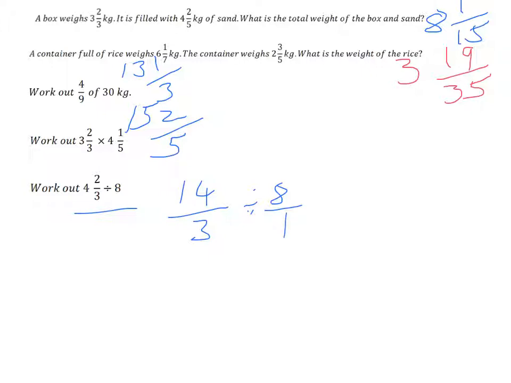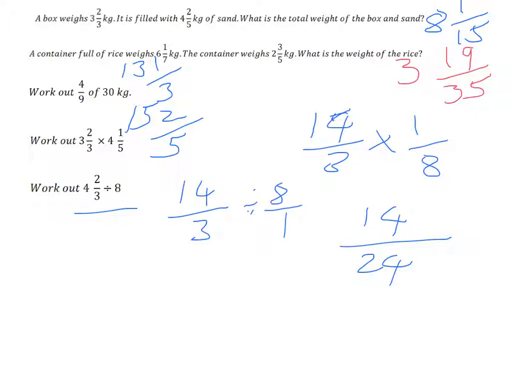When I divide, I turn the second fraction upside down and multiply. So that becomes 14 over 3 times by an eighth. So I'm going to multiply across the top, 14. Multiply across the bottom, 3 times 8. I've got 14 over 24, and I'm going to simplify that. I can halve and halve. So I think my answer is 7 over 12.